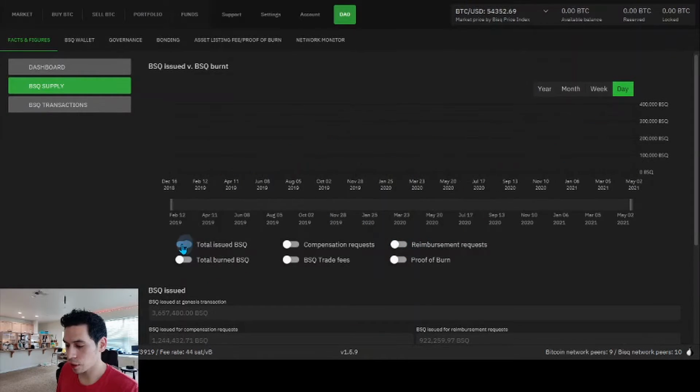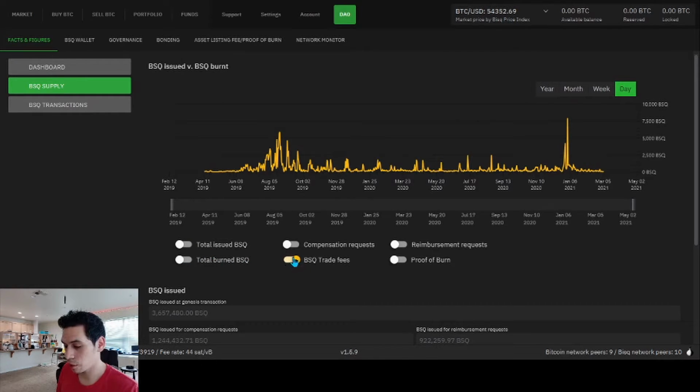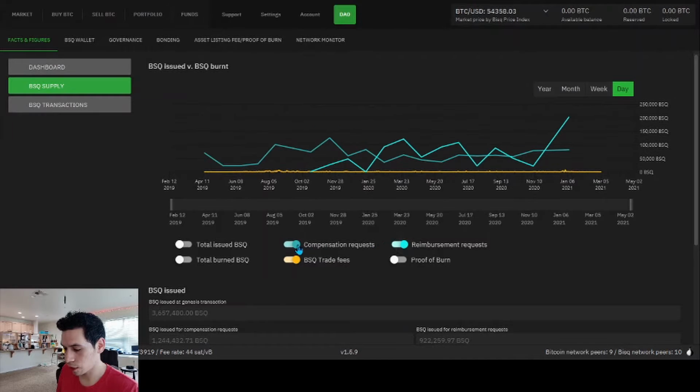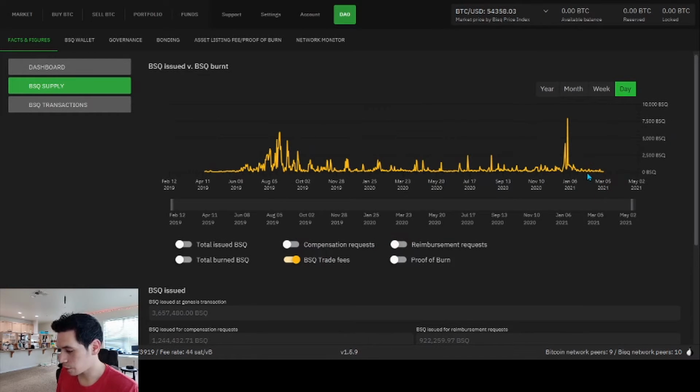So looking at the other toggles, BSQ burned as trade fees. That's what the yellow is. I love all these colors. But the trade fees, yeah. So, wow. January was the most profitable month for BSQ so far. That's when Bitcoin was surging.